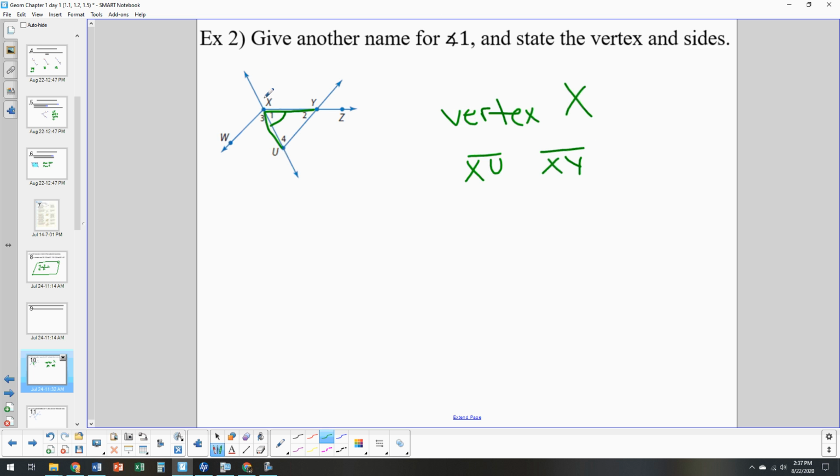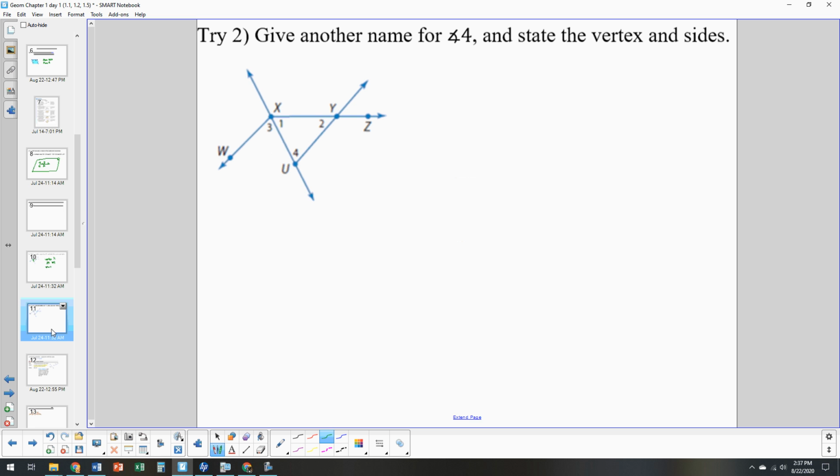And another name for it, I can't call it X because notice there's another angle here, there's another angle here, there's another angle here. So I'm going to have to name it by the 3 letters. So I'm going to call it angle UXY. Okay? So you're going to go ahead and try to answer this problem in the program.